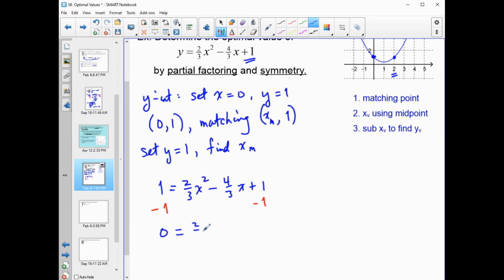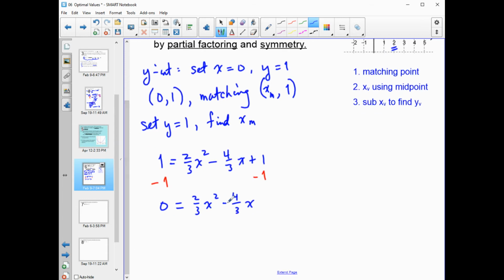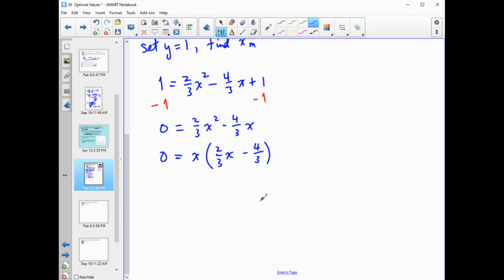We end up with 2/3 x squared minus 4/3 x. And this is actually very easy to factor. And we want to factor it because we've got a 0 on this side. So I'm going to just take out the x as a factor. There's more I could do there, but this is sufficient. And if you're wondering, should I try to take out the fraction as well? Why don't you take out the x first and then see what's left behind and decide if that's enough?